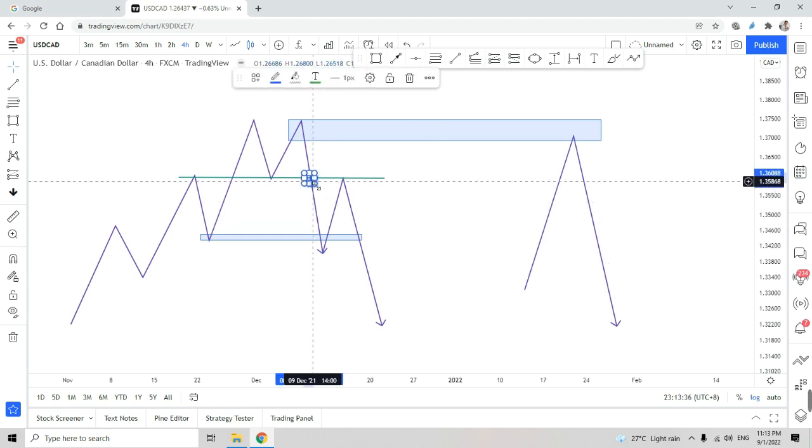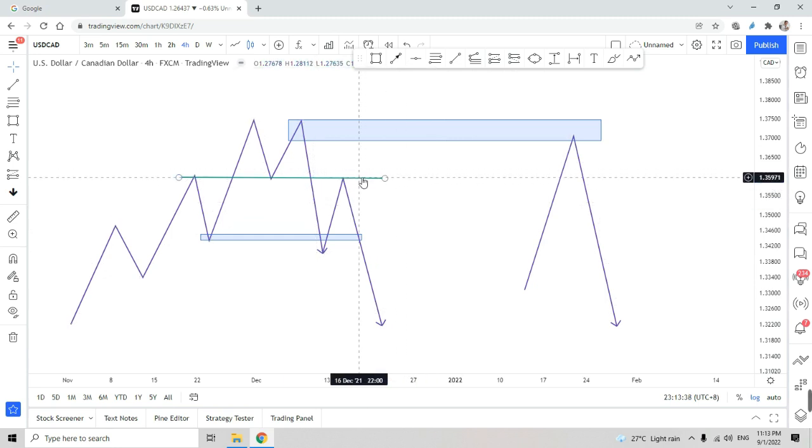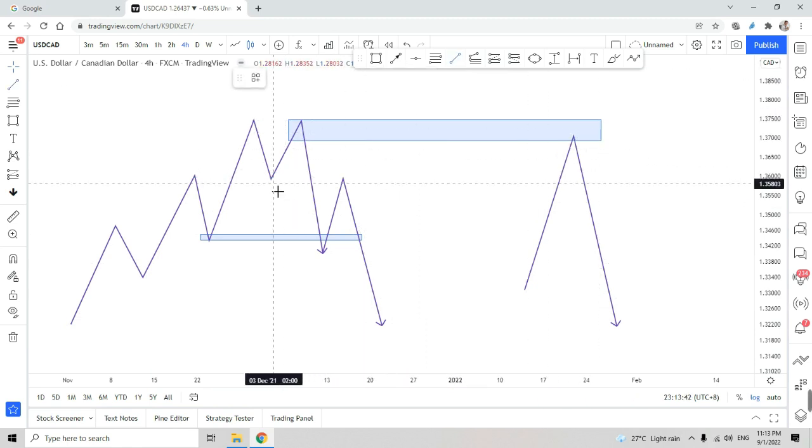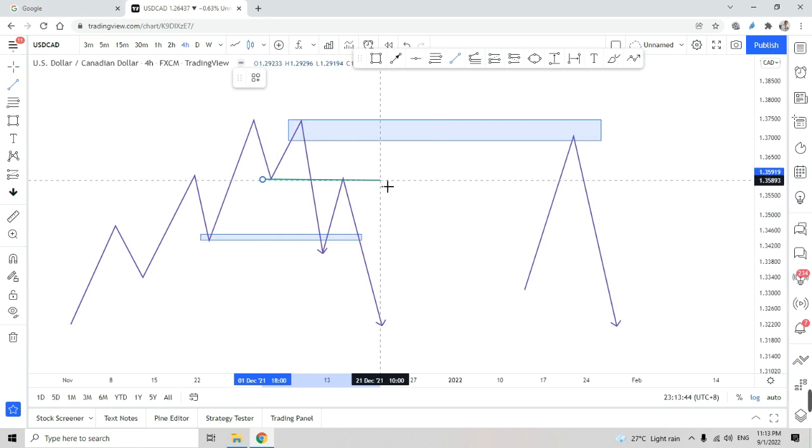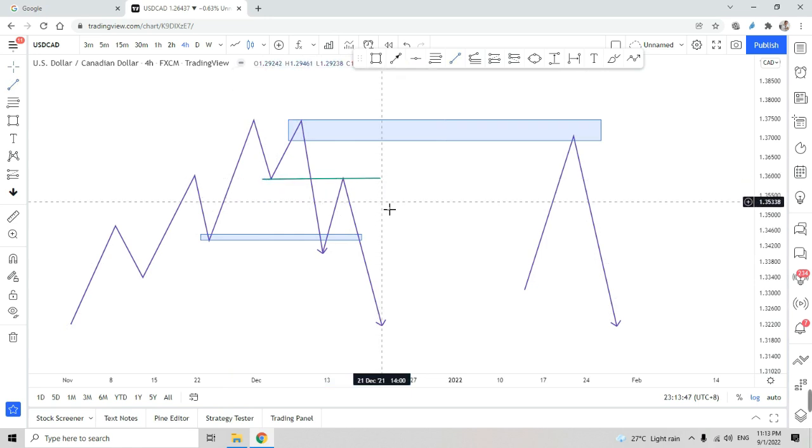But anyway, we are not talking about this one. What we want to talk about is this main one, how you're going to catch the big trade. So I'm going to show you a few examples.